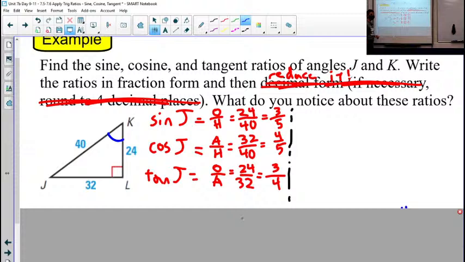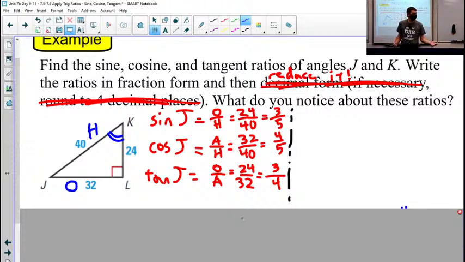Now we're talking about angle K. And when we talk about angle K, this is still the hypotenuse. But then my opposite and adjacent are going to change. So watch closely. I'm standing at angle K. I look across from that angle. Across from that angle is going to be my side opposite it, J to L. So now my side across from angle K is going to be J to L. So 32 is now my opposite.